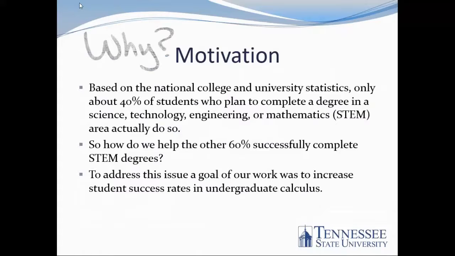So based on the National College and University statistics, only about 40% of students who plan to complete a degree in a science, technology, engineering, or mathematics, otherwise known as STEM area, actually do so. So how do we help the other 60% successfully complete STEM degrees? So to address this issue, one goal of our work was to increase student success rates in undergraduate calculus.